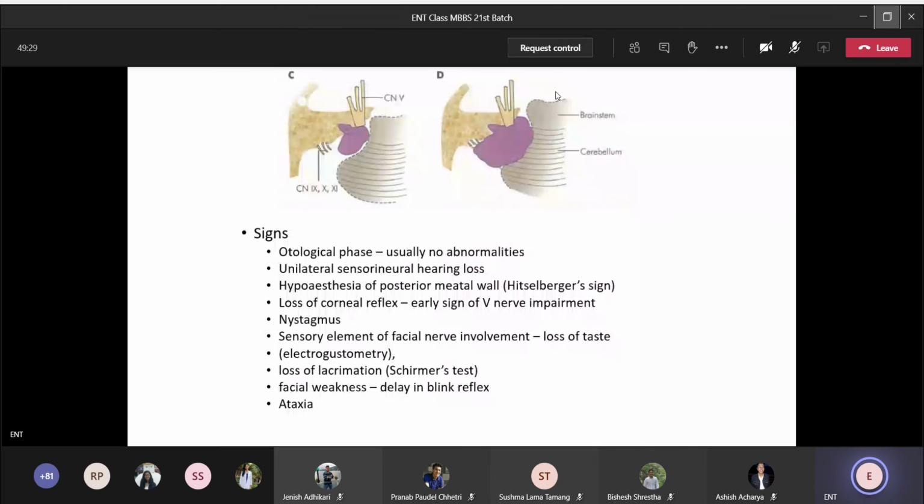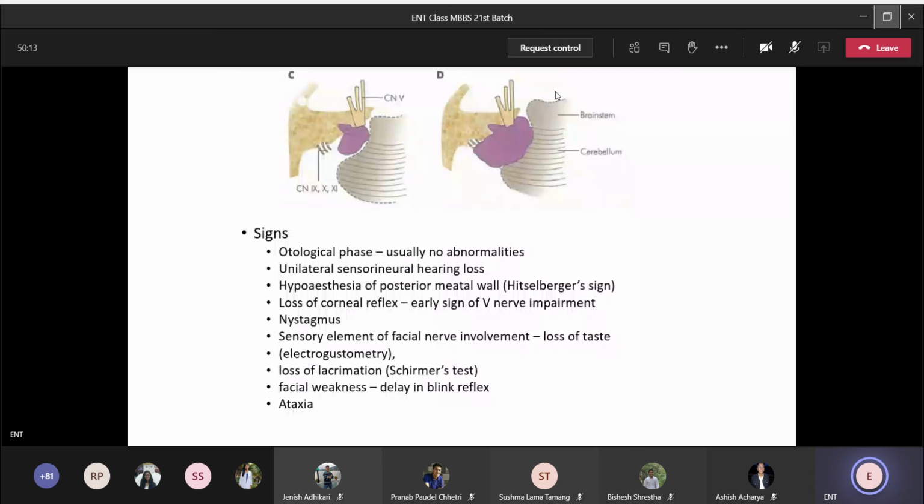Okay, and there's a loss of corneal reflex. There can be nystagmus along with vertigo. There's a sensory element of the facial nerve. There's a loss of taste, and a loss of lacrimation, there's facial weakness, and ataxia. So these are the features that you will see. Schirmer's test is about the facial nerve. If you have studied the facial nerve, you would know what exactly it is, and you will know when the class is taken later, maybe before we end the otology. So there are a few MCQ questions in here, so you need to read this chapter properly.